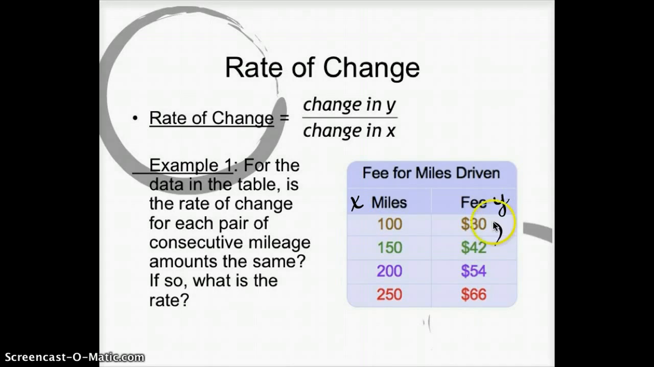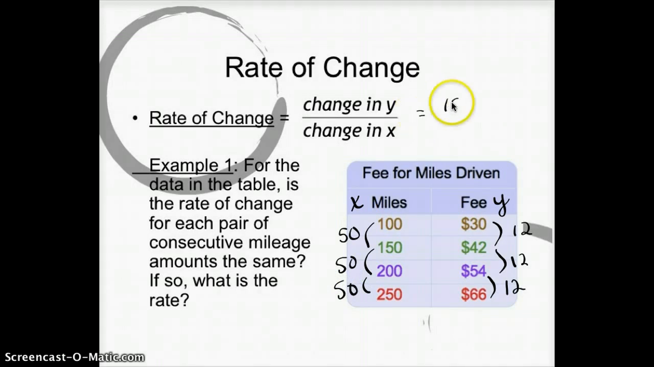It looks like the y is going up by 12 while the x goes up by 50. Here the y goes up by 12 again, and the x also goes up by 50. And here again, it goes up by 12 when the x goes up by 50. So every single time the change in y is 12 and the change in x is 50. Every time that is the same. And 12 divided by 50 is 0.24.